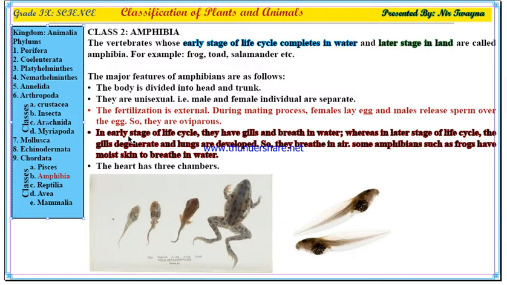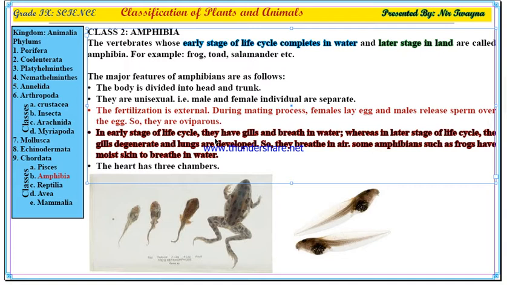And this is the main point of class Amphibia. In the early stage of the life cycle, they have gills and breathe in water, whereas in the later stage of the life cycle, the gills degenerate and lungs are developed, so they breathe in air. Some amphibians, such as frogs, have moist skin to breathe in water, and their heart has three chambers. That much about Amphibia.